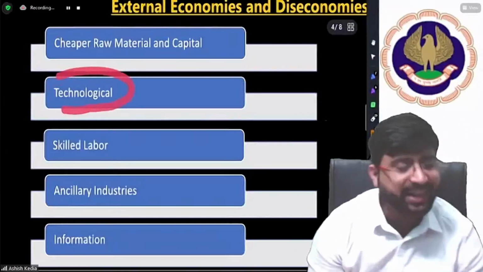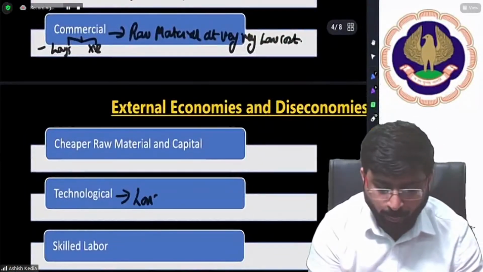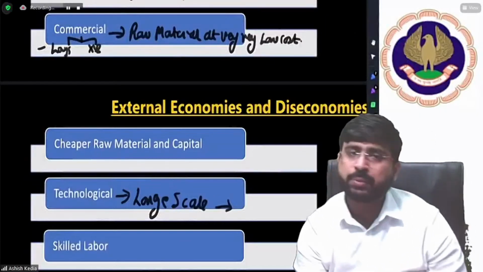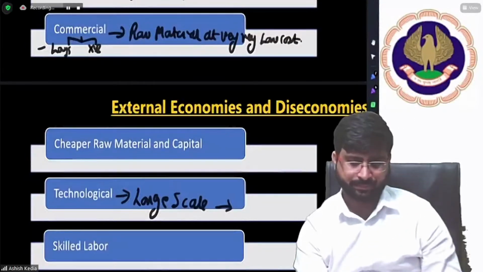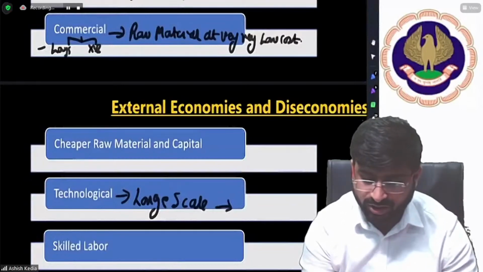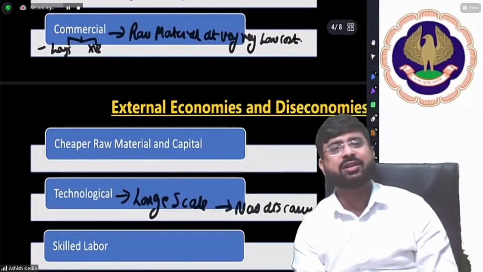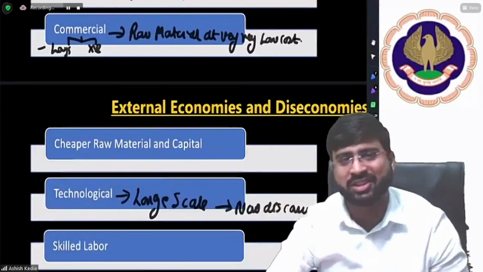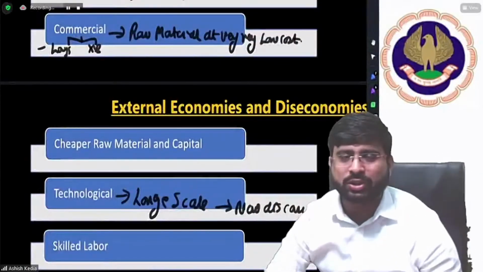Number two, technological economy. Now, what happens is, my dear friends, technological economy means when you operate on a large scale. See, when you operate on a large scale, the technology which was not originally there, now new technology is discovered. So new discovery starts taking place, and therefore an advantage arises. Because suppose an industry is very small, then nobody will create new technology for that industry. Only when the industry is big, then people will be willing to create new technology for that industry.